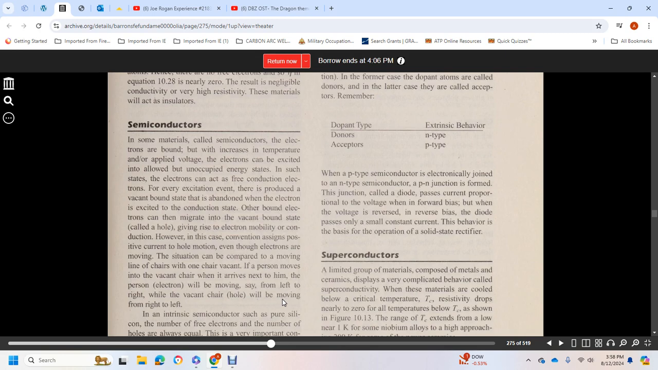Even though the electrons are moving, the situation can be compared to a line of chairs with one chair vacant. If a person moves into the vacant chair when it arrives next to him, the person's electron will be moving, say from left to right, while the vacant chair, the hole, will be moving from right to left.